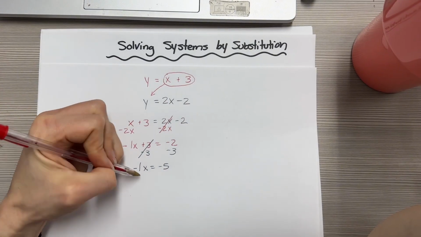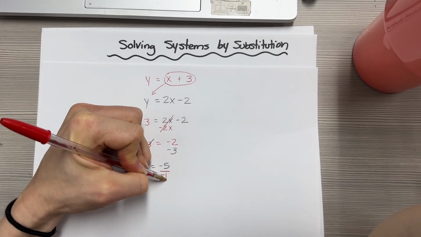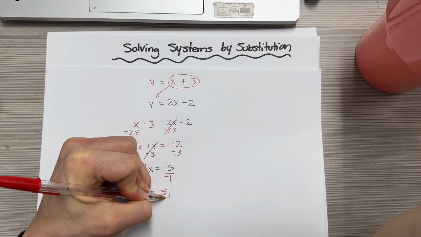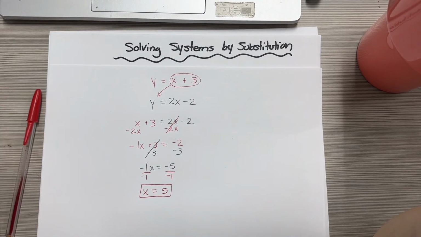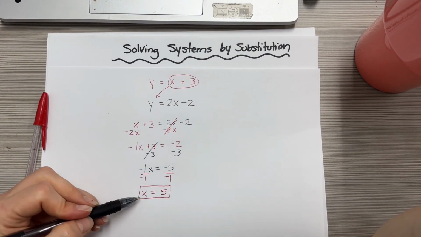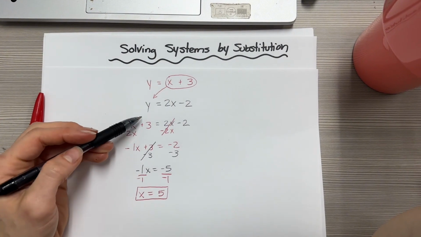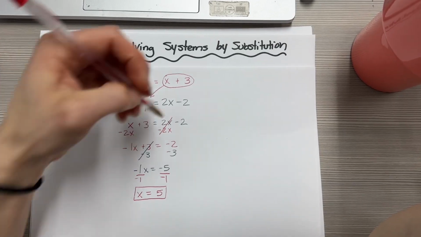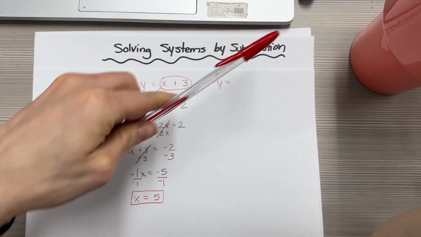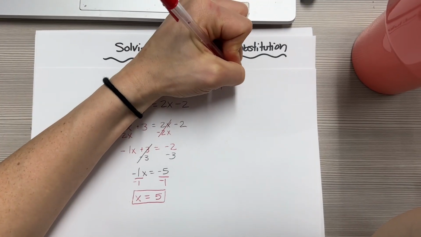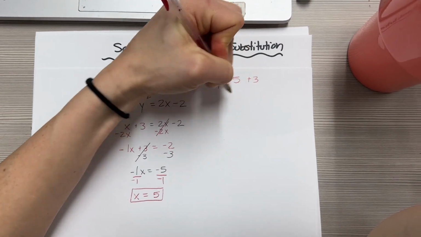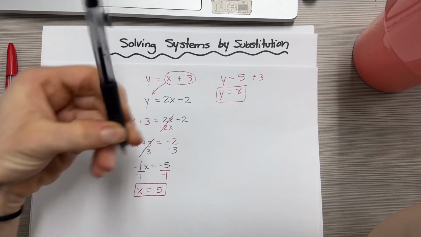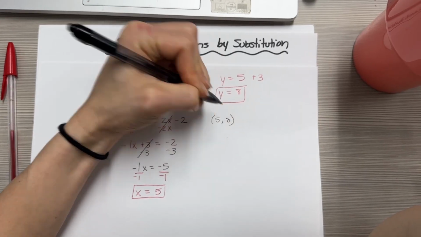We can then divide out that negative 1, making my x positive, and a negative divided by negative will also make my 5 positive. So now we found x is equal to 5. So we can now take this 5 and plug it back into either one of these equations. I'm just going to plug it back into the original equation that we had. So y is equal to, now we know that x is 5, so I can write 5 plus 3, which means y must be 8. So my solution here is x is 5, y is 8.